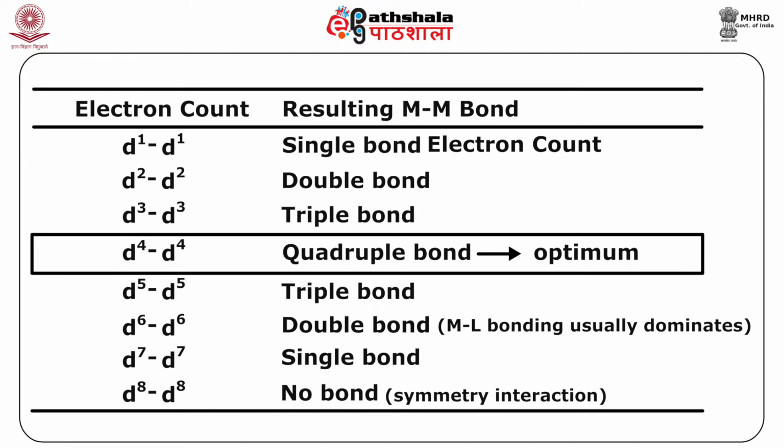The table is as follows. If the electron count is d1, it results in the formation of a single bond. When it is d2, it gives rise to a double bond. d3 gives a triple bond. d4 gives a quadruple bond, which is optimum, and d5 gives a triple bond. d6 electron count gives a double bond. ML bonding usually dominates here. d7 gives a single bond, and d8 electron count gives no bond as per the symmetry interaction.